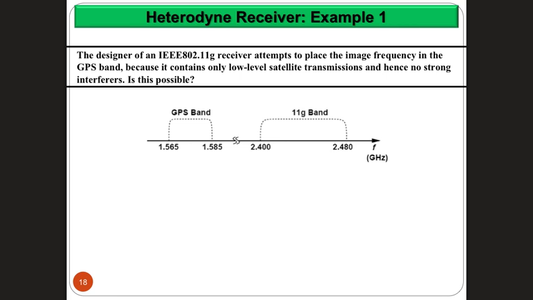The band of the GPS is 1.565 gigahertz up to 1.585 gigahertz, while the band of the IEEE 802.11g, which is your Wi-Fi, one of the Wi-Fi standards, is from 2.4 up to 2.48 gigahertz. So here we're talking about a bandwidth of 80 megahertz, right? While here we're talking about a bandwidth of 20 megahertz, right?